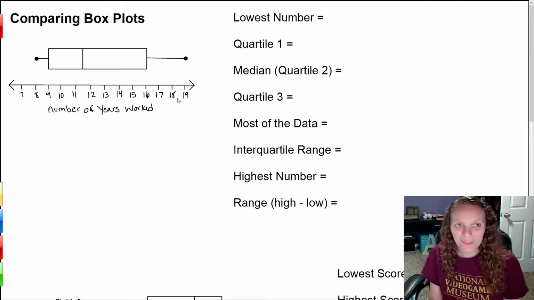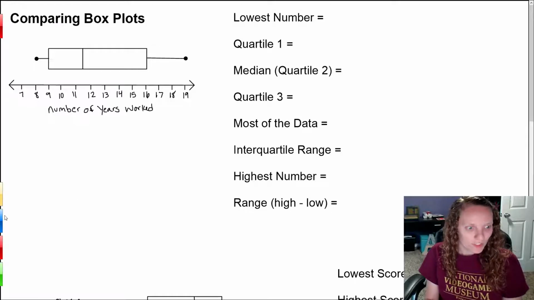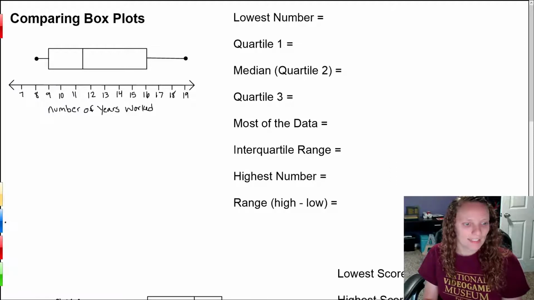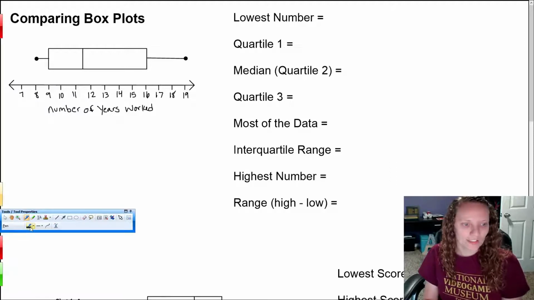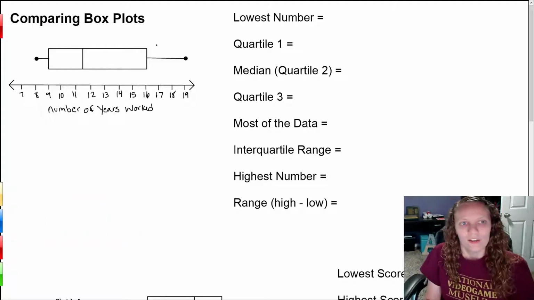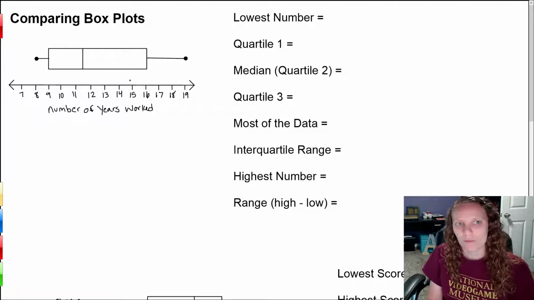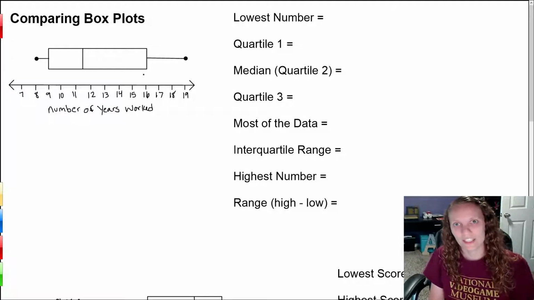Hey guys, today we're going to look at comparing box plots. This picture that you see at the top of the page is called a box and whisker plot. The box is in the center, the rectangle that you see, and the whiskers are the lines coming out from the rectangle. Let's look at a few definitions that go along with a box and whisker plot before we get into comparing two.